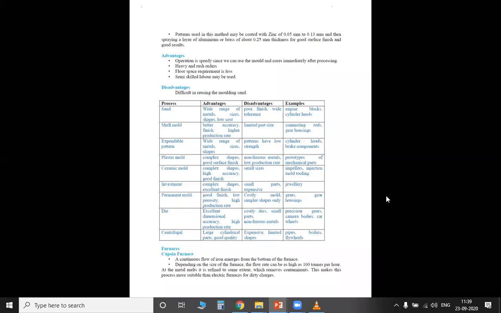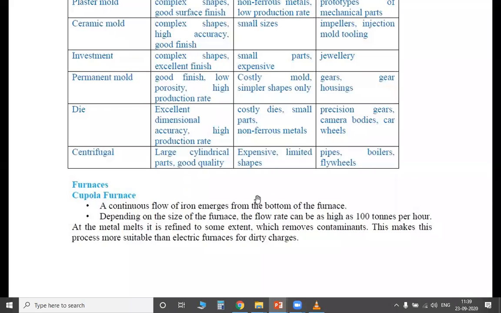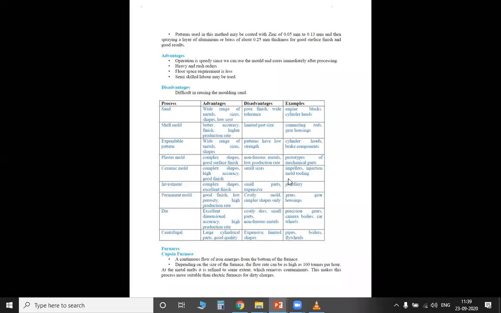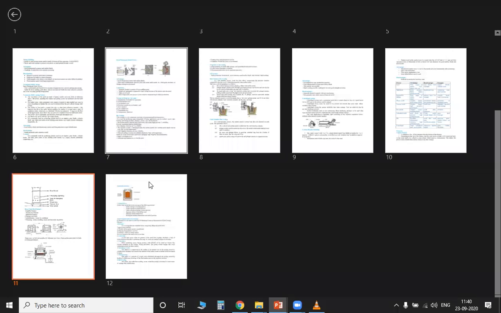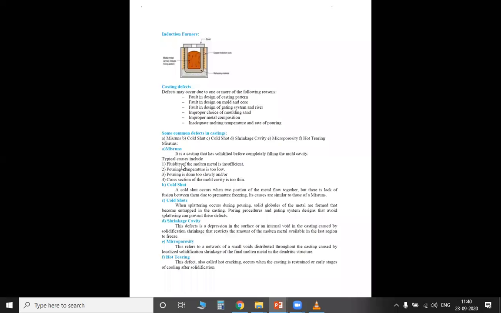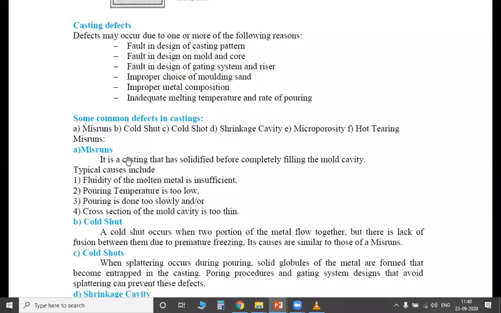In the next class, we will also learn about the furnace. What are the different types of furnace used to melt the metal? What is the cupola furnace? What is the direct fuel fired furnace? And the casting defects, the next topic we had seen.